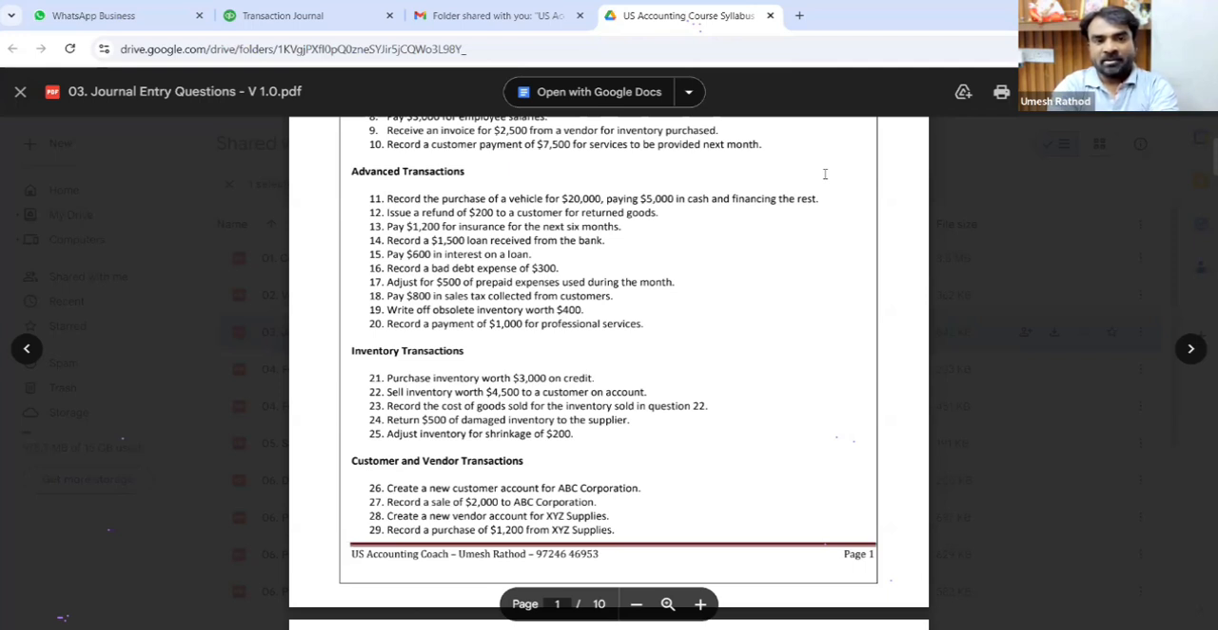You are making payment to the vendor from your bank account. So what should be the transaction? Vendor account debit, bank account credit. Okay, done.